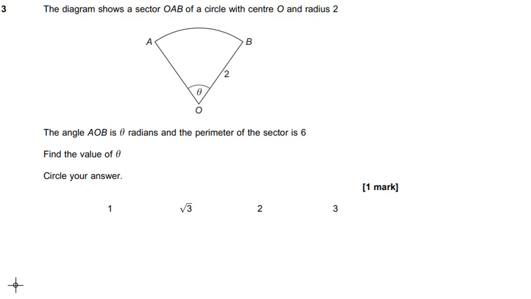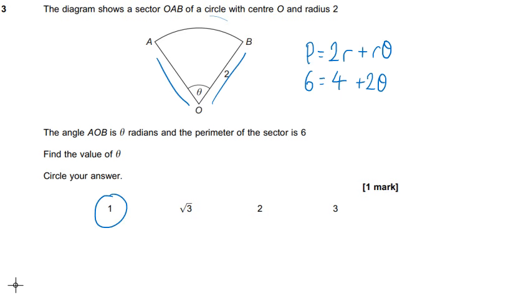Okay, next one is about a sector, and we're given information about the perimeter of the sector is 6, and on the diagram we have that the angle subtended is theta and the radius is 2. So let's write down an equation for the perimeter. So the distance around the shape, well, it's going to be twice the radius, okay, so this side and this side, and then plus the arc length, and the arc length is given by r theta. So let's put in the values that we know. So 6 for the perimeter, the radius is 2, so that becomes 4 plus 2 theta. And if you solve that, you get theta equal to 1.